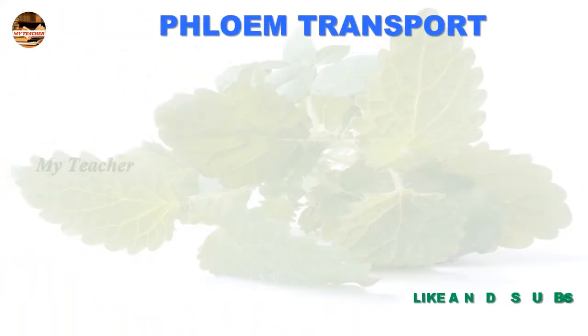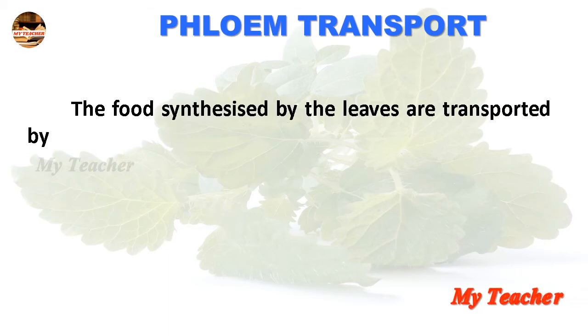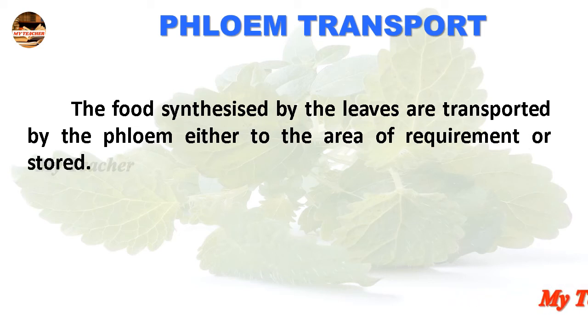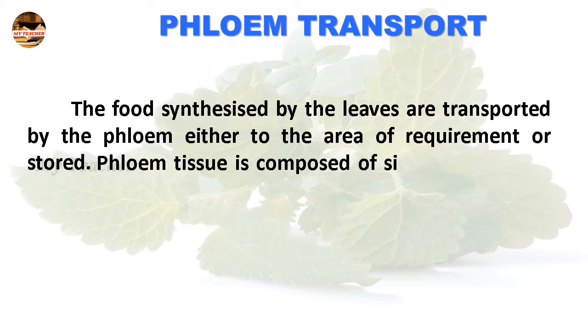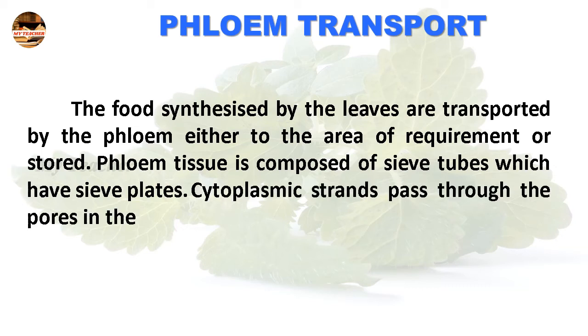Phloem transport. What is the material transported by phloem? Yes, the food. The food synthesized by the leaves is transported by the phloem either to the area of requirement or stored. Phloem tissue is composed of sieve tubes which have sieve plates. Cytoplasmic strands pass through the pores in the sieve plates.